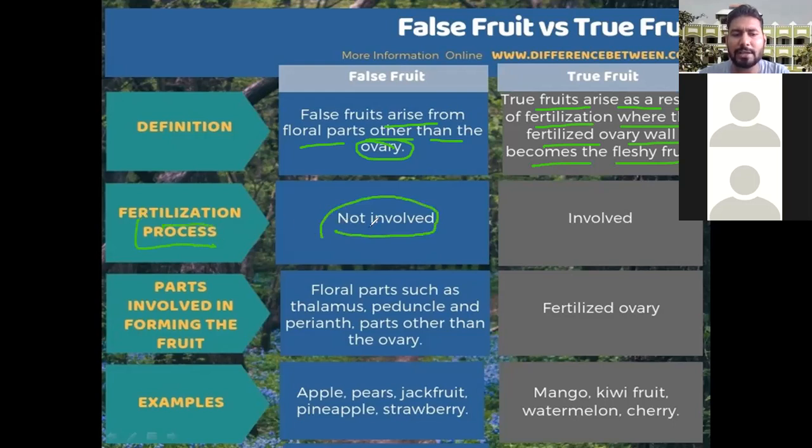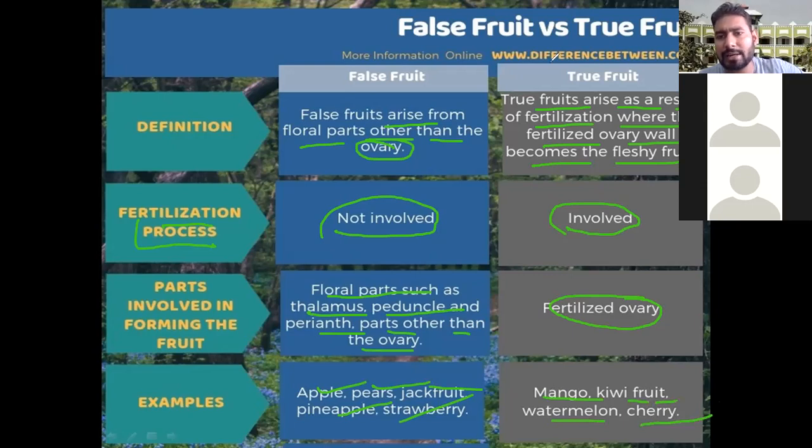So in false fruit, fertilization is not involved, and here fertilization is involved. Floral parts such as thalamus, peduncle, and perianth, parts other than the ovary, are involved. But here only the fertilized ovary is involved. Clear? Examples of false fruit: apple, pear, jackfruit, pineapple, strawberry. Here, mango, kiwi fruit, watermelon, and cherry are the true fruits.